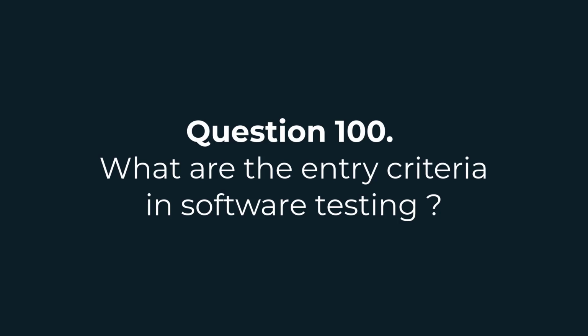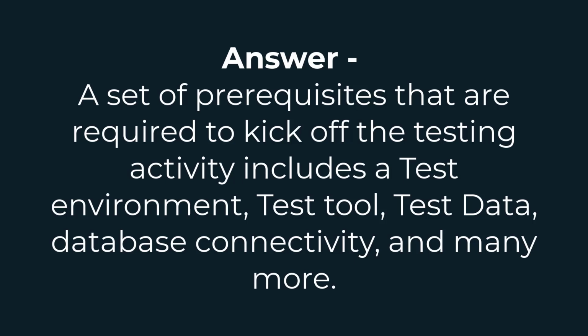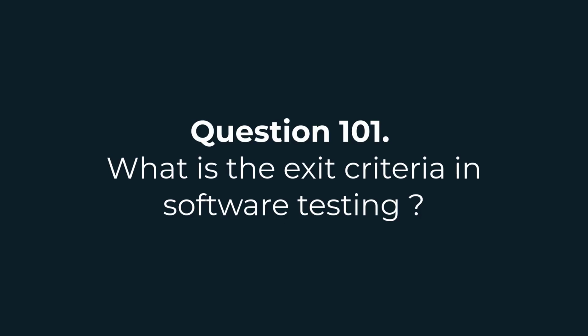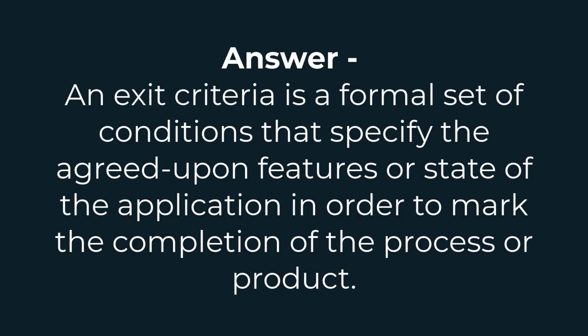Question 100. What are the entry criteria in software testing? Answer. A set of prerequisites that are required to kick off the testing activity includes a test environment, test tool, test data, database connectivity, and many more. Question 101. What is the exit criteria in software testing? Answer. An exit criteria is a formal set of conditions that specify the agreed upon features or state of the application in order to mark the completion of the process or product.